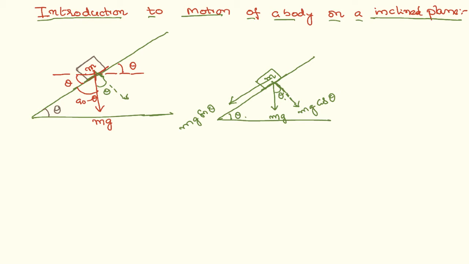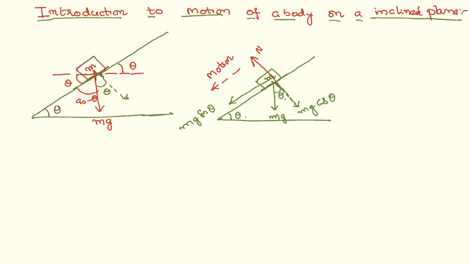Therefore, mg cos theta is the force applied by the body on the surface in the normal direction, that is an action. Therefore, the surface applies the same force in the opposite direction, which is the normal reaction. So mg sin theta is trying to move the body in the downward direction. The body tends to move in the downward direction.